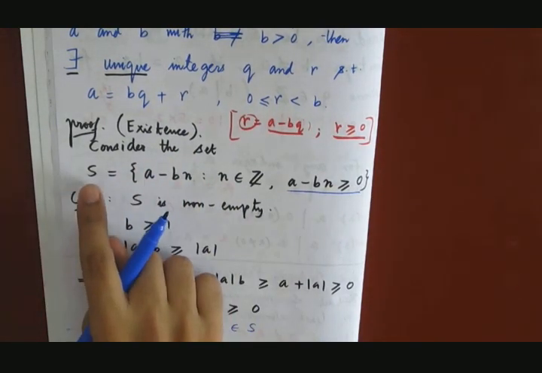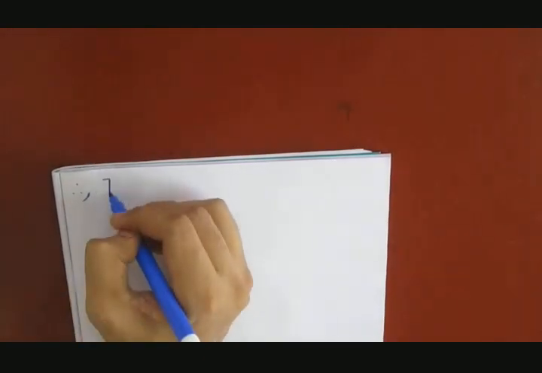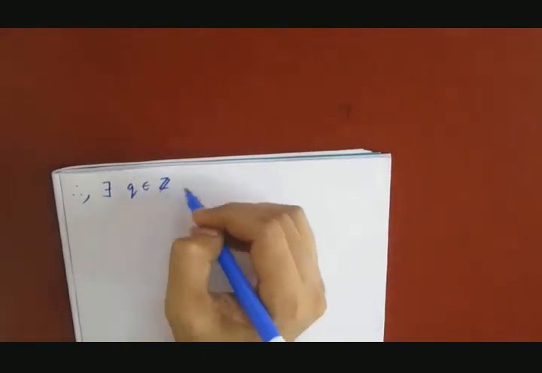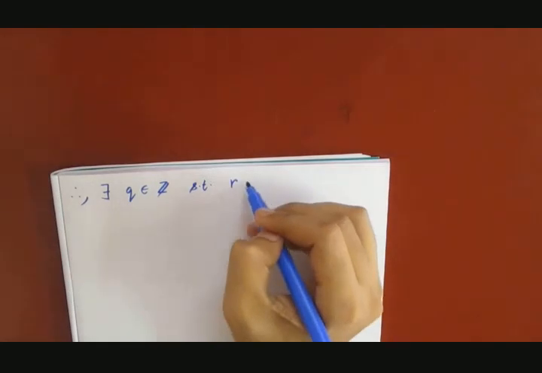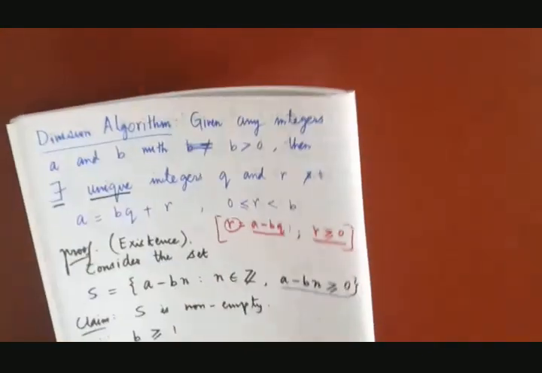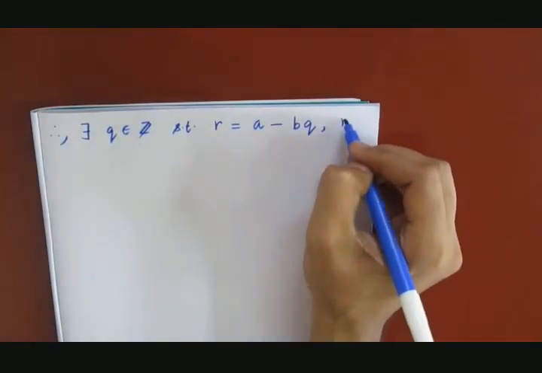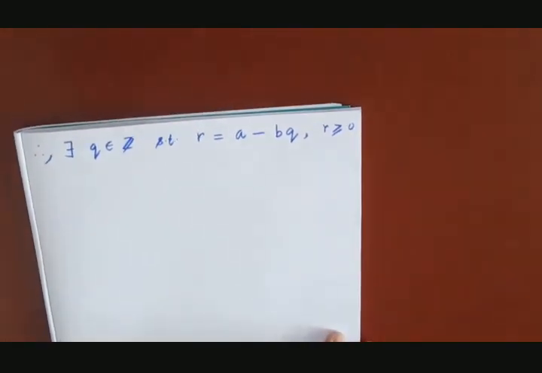Any element of S has this form. So R will also have this form. So let me write it down. Therefore, there exists some integer Q such that R is of the form A minus B Q, right? Just instead of n, I am taking some integer Q, so R will have the form A minus B Q. And definitely R is greater or equal to 0 by the condition of the set S. Any confusion till here?